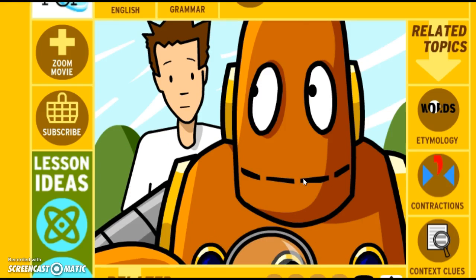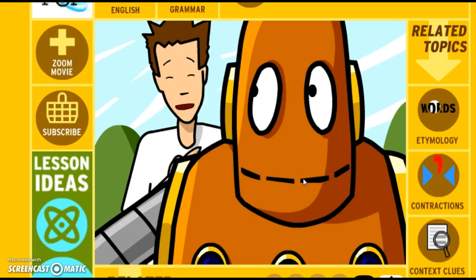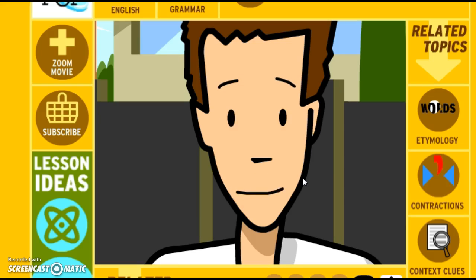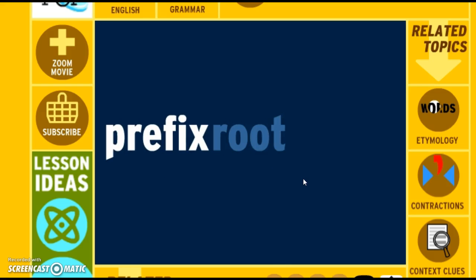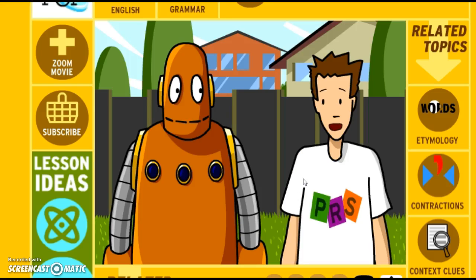What you doing? You want to study geology? I thought you were studying biology. Two weeks ago, it was Greek mythology. Mythology. Dear Tim and Moby, I just don't understand prefixes and suffixes at all. Please help. From Pat. Words can be broken down into different parts: roots, prefixes, and suffixes. A root is the essential part of the word, and it can be broken down into any smaller parts. A prefix is a part of the word that goes before the root, and suffixes come after the root. How do you know what all the parts mean?